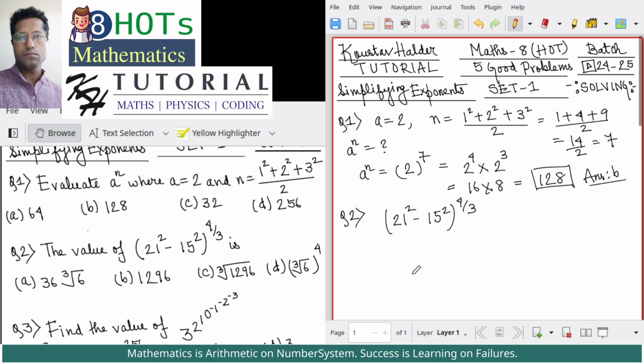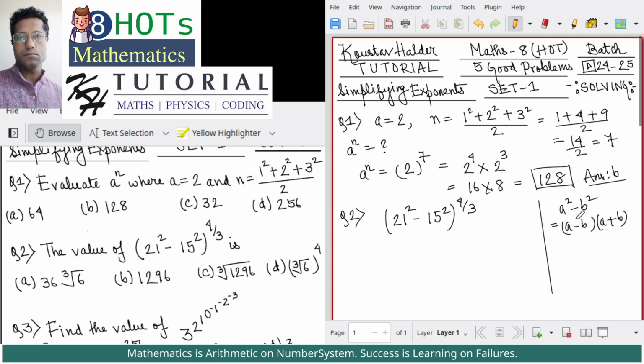Now, whenever you have to evaluate this kind of expression where the base is in the form a square minus b square, always use the formula. You know there is an algebraic identity: a square minus b square is equal to a minus b multiplied by a plus b. The easiest way to find a square minus b square is using the formula a minus b multiplied by a plus b.